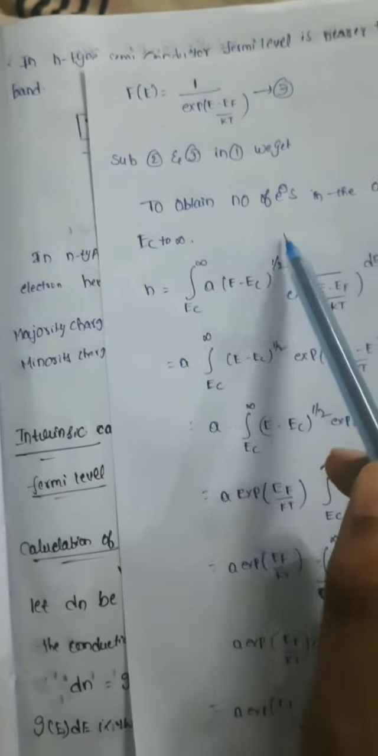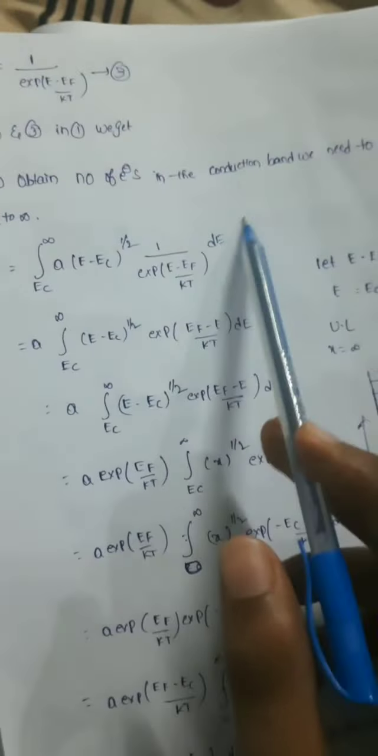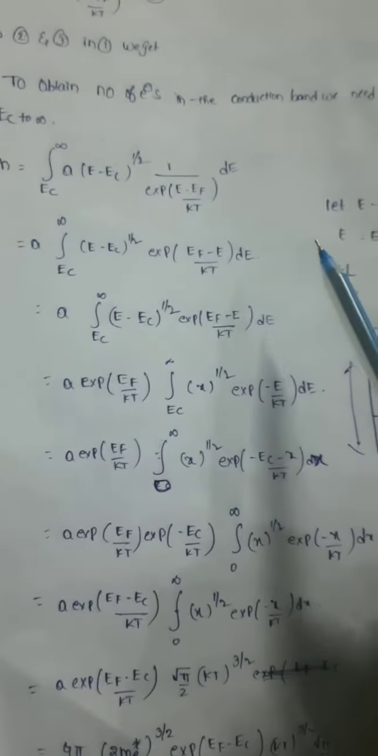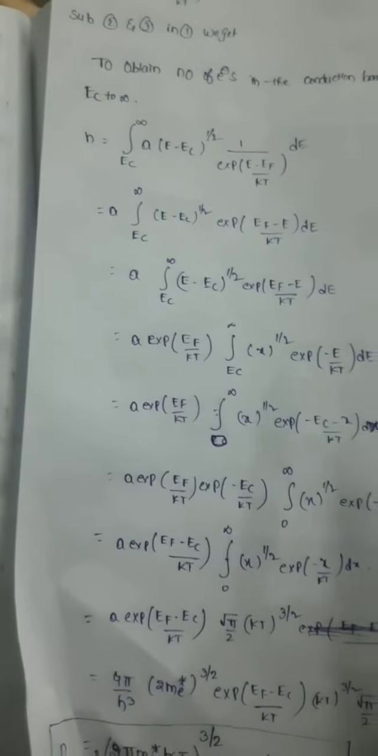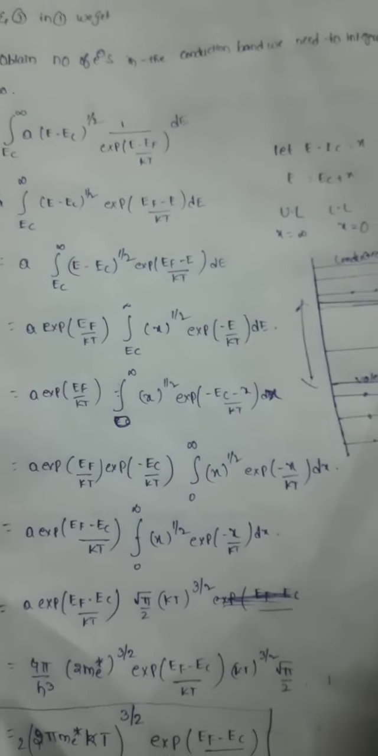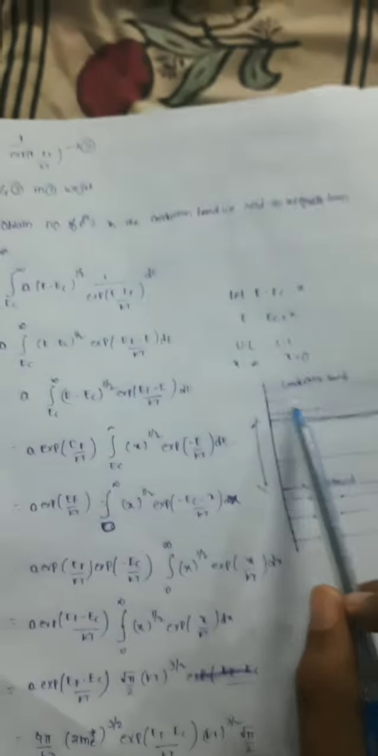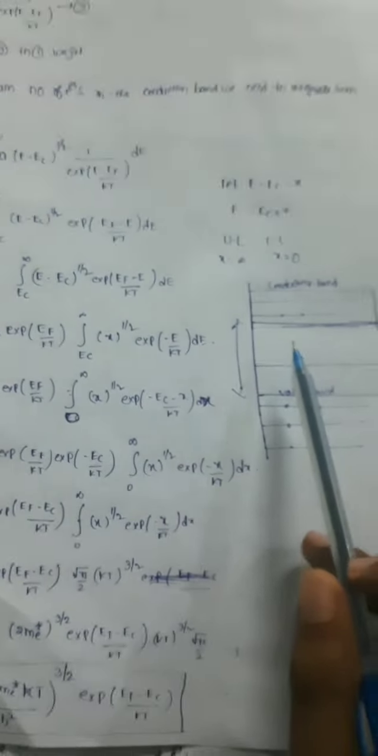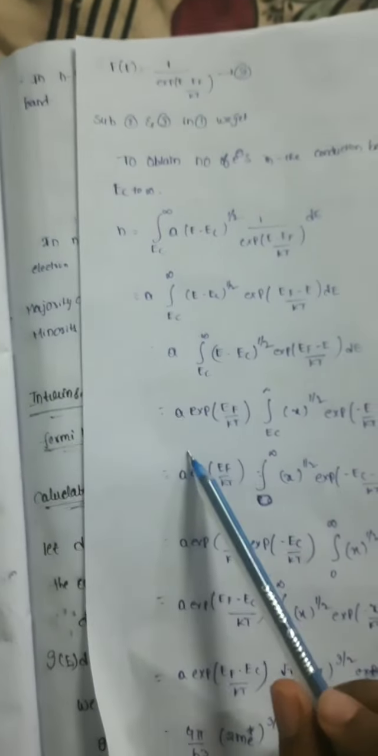Substituting 2 and 3 in 1, we get, and integrating from EC to infinity. Why we are integrating from EC to infinity: we are considering EC, the lowest level of the conduction band. Electrons may be present after the EC level. So for the electrons after the EC level, we are considering infinity. So from EC to infinity, we are integrating.